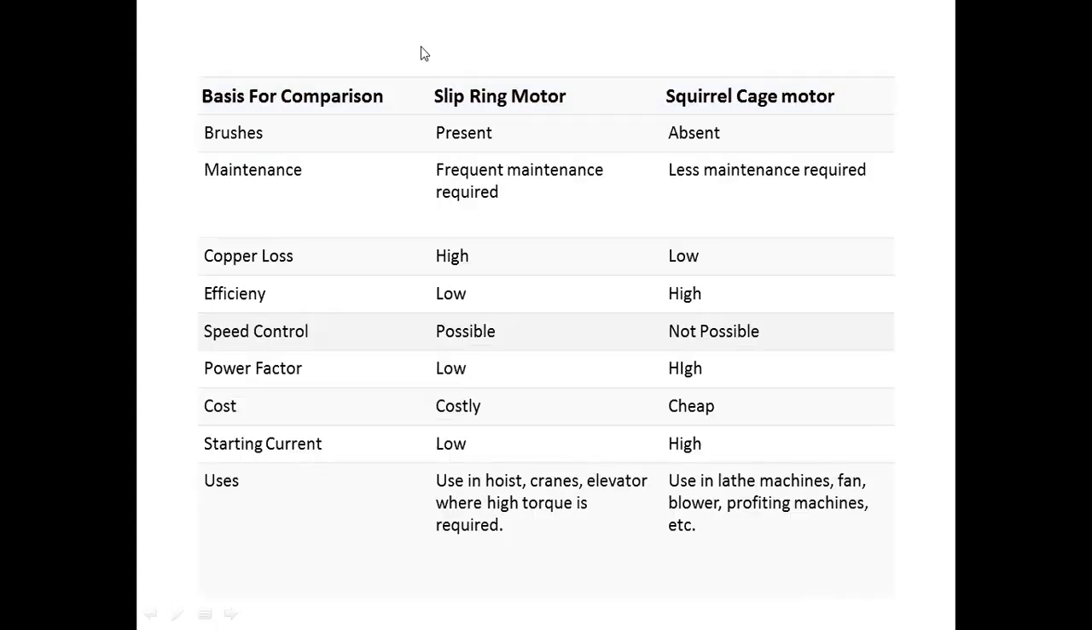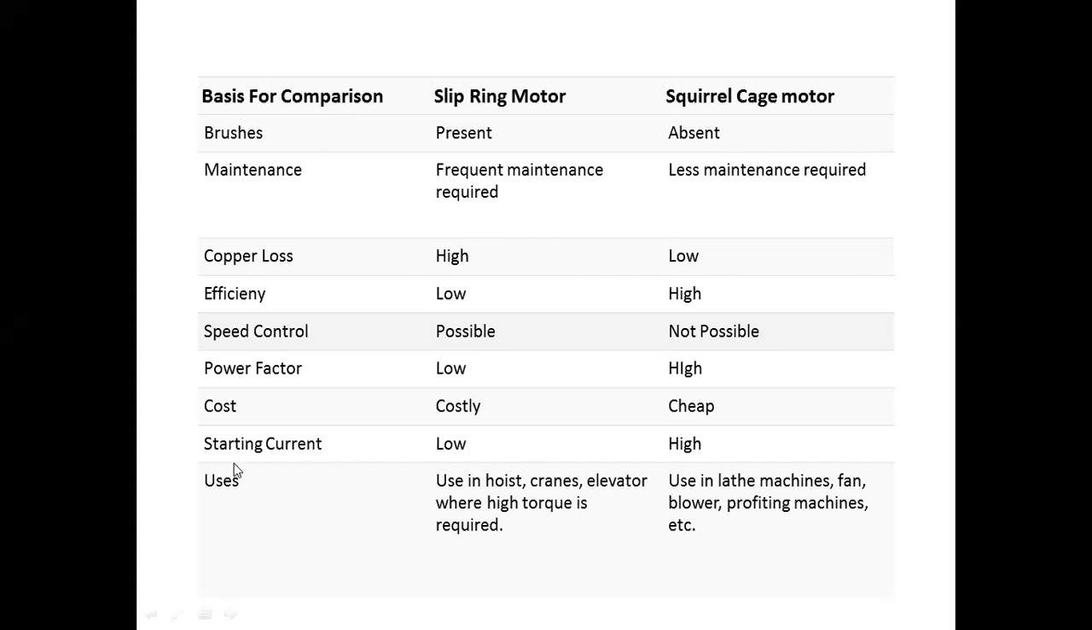Next, brush: slip ring brush arrangement is there in slip ring, it is not there in squirrel cage. So maintenance will be there in slip ring, and less maintenance in squirrel cage. Copper loss will be more in slip ring because windings are there, and you add external resistance to produce higher starting torque. So copper losses are more and that's why efficiency is less. But in squirrel cage, as bars are there, you can't add external resistance, so losses will be less.